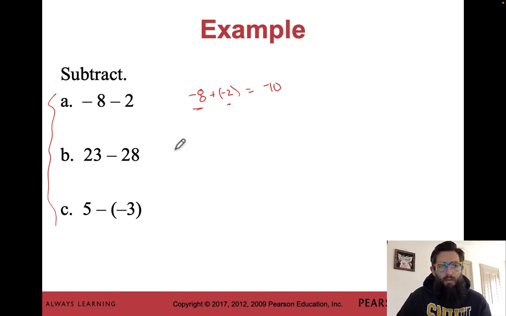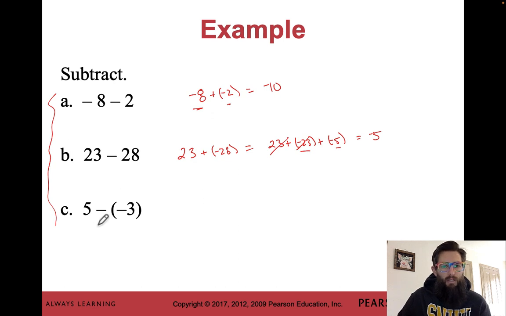Now here we have 23 minus 28. We could say 23 plus a -28, and that's going to be equal to 23 plus a -23 plus a -5. Because I know 23 plus 5 is 28. 23 plus -23 is 0, so this results in just a -5.